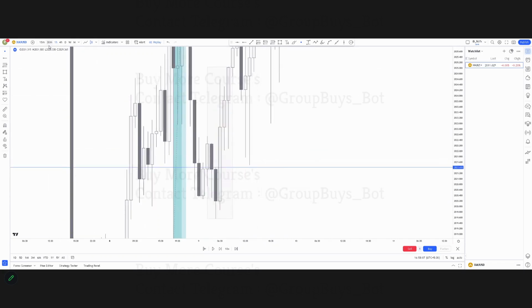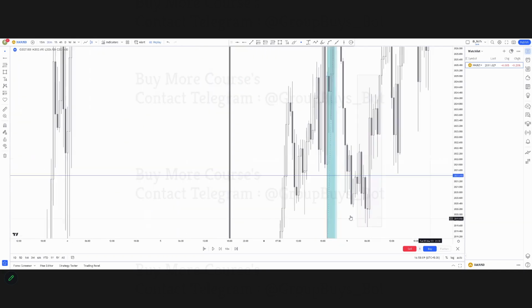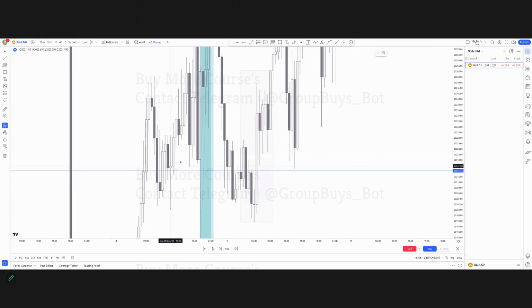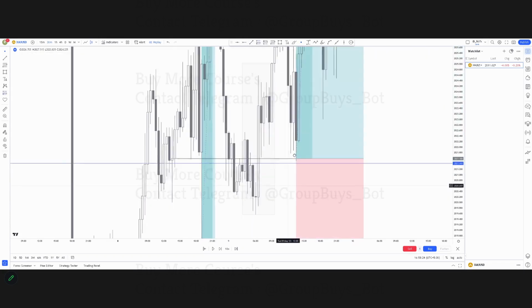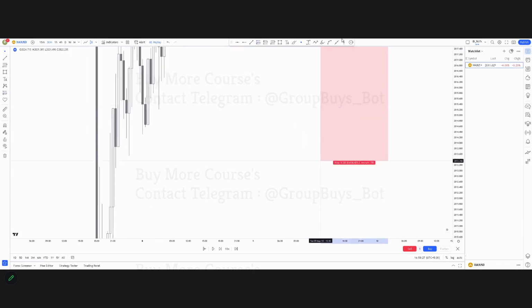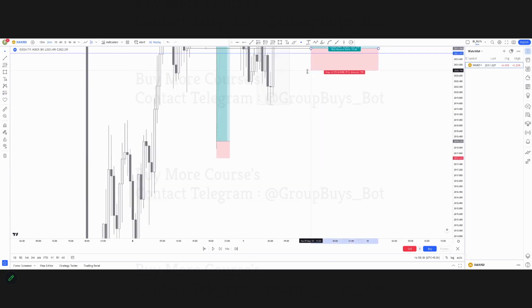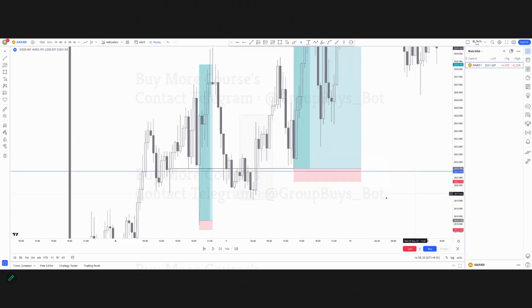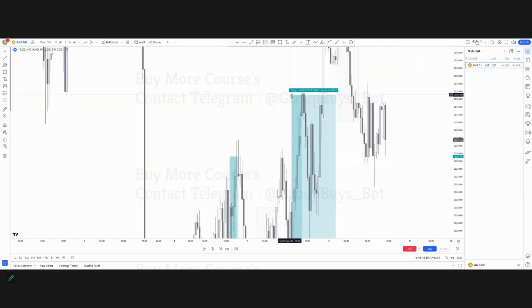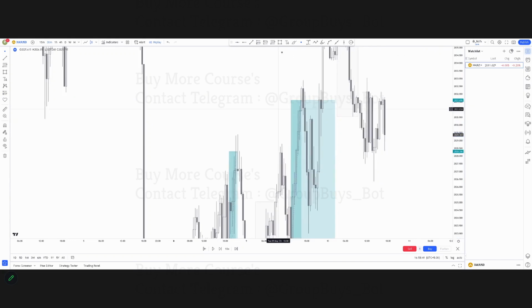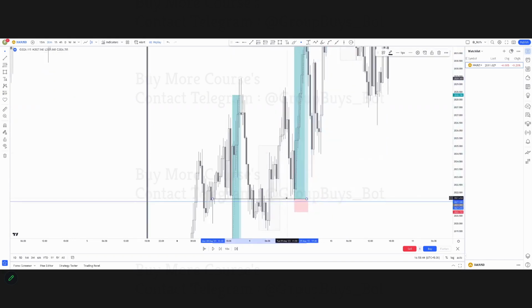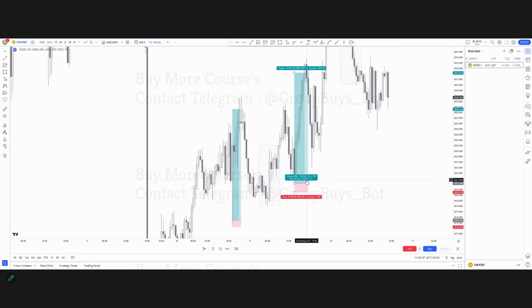Okay, so now I will go to 30 minutes. Here I have a decision point that has broken this decision point. So now I will mark two decision points. I have two decision points here. So now I will enter the first, put my stop loss at the imbalance here, hold the trade to here. And I will leave a runner once I take my profits. Second entry goes from here.